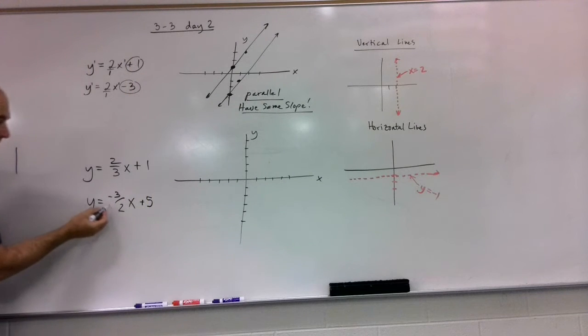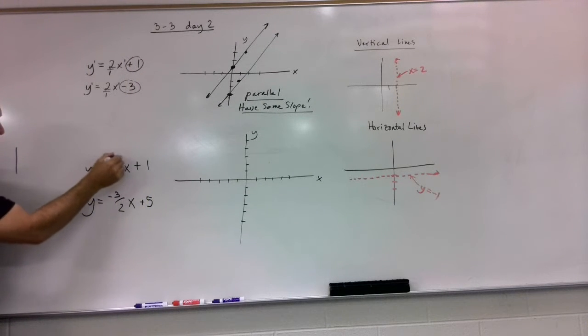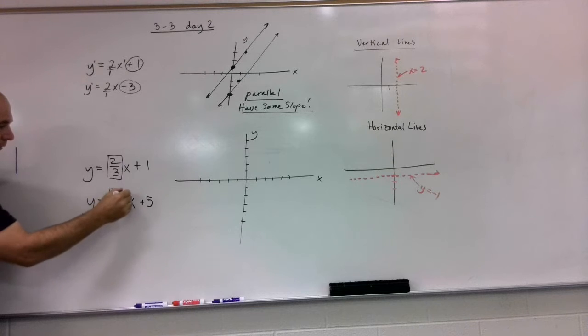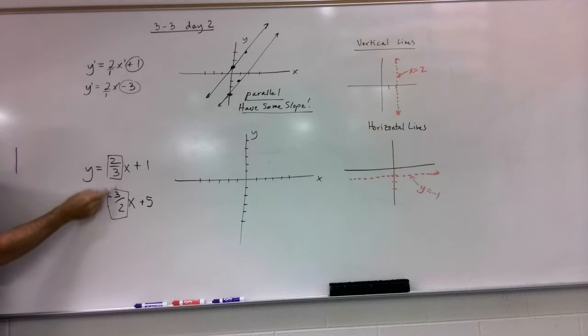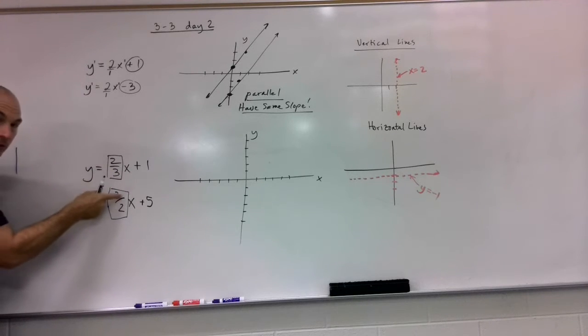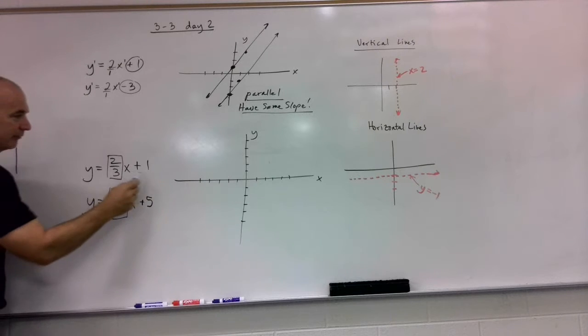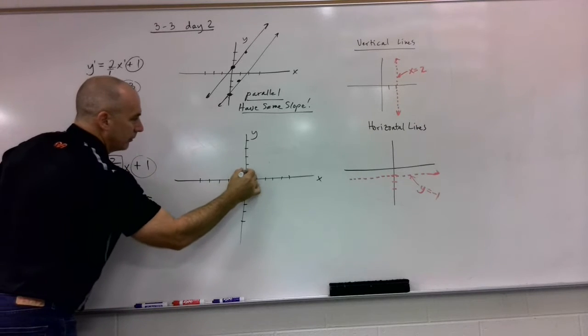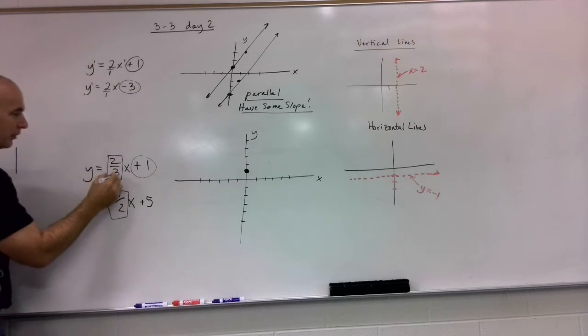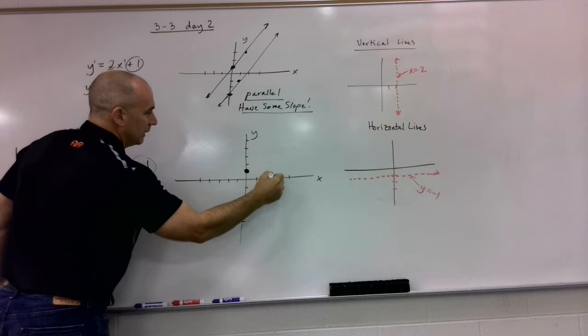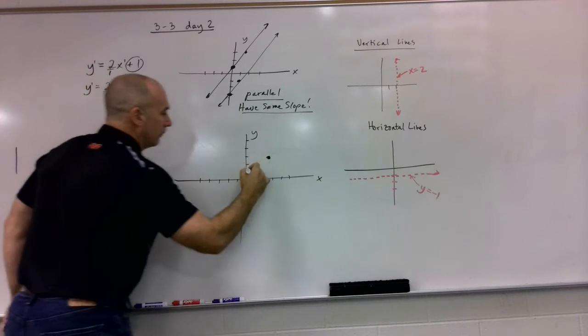Now how about this? Go ahead and take a peek. Look at that slope and look at that slope. These are considered opposite because this is positive, that's negative, reciprocals. Opposite reciprocals. But let's go ahead and graph it. So I'm going to graph the y-intercept first. And I'm going to move the slope. So I go up 2, right 3, which would put me right about here.